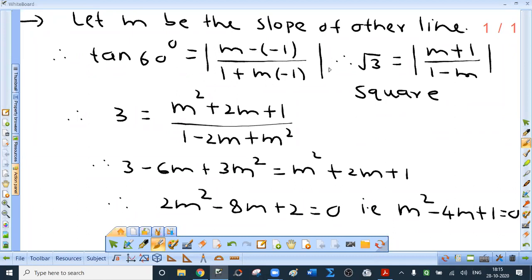What is tan 60 degrees? Root 3. Now one method is to write this as (m plus 1) upon (1 minus m) is plus minus root 3. But as an irrational number is there, it is better that we square. Effectively, we are going to get a quadratic equation which has two roots. So on squaring, you get this. Rearrange the terms to get the quadratic equation m square minus 4m plus 1 equal to 0.